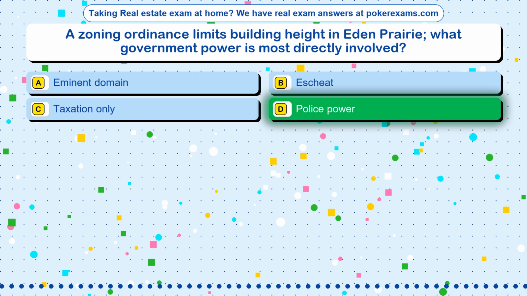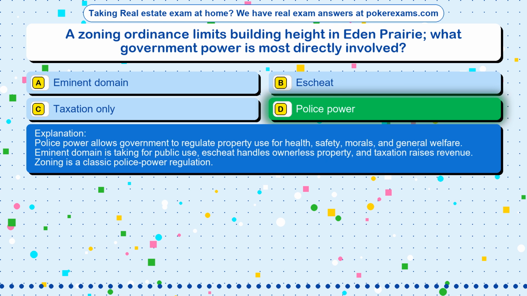The correct answer is option D. Police power. Police power allows government to regulate property use for health, safety, morals, and general welfare. Eminent domain is taking for public use, escheat handles ownerless property, and taxation raises revenue. Zoning is a classic police power regulation.